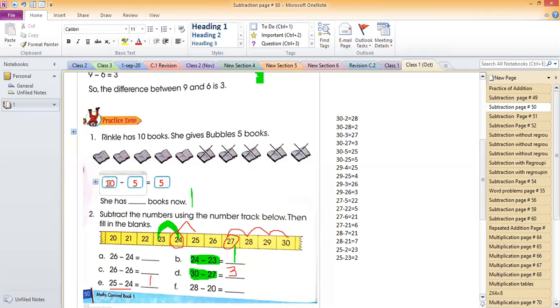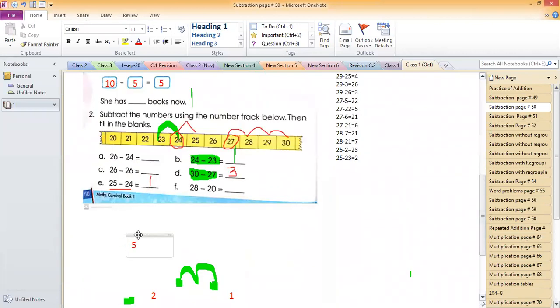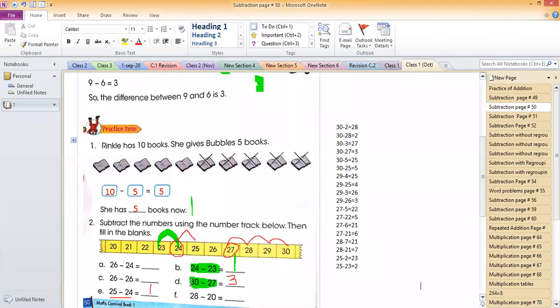So in the first box you write 10. Then she gives Bubbles 5 books. That means you have to cross 5. 1, 2, 3, 4, 5. That means you have to minus 5 from 10. Now, when you subtract 5 from 10, how much is left? These are the books which are left. 1, 2, 3, 4, 5. So it is 5. So she has 5 books now. You will write she has 5 books now.